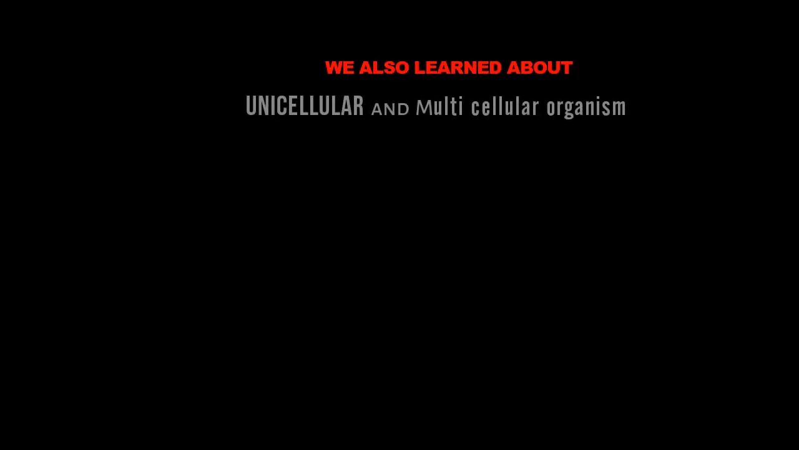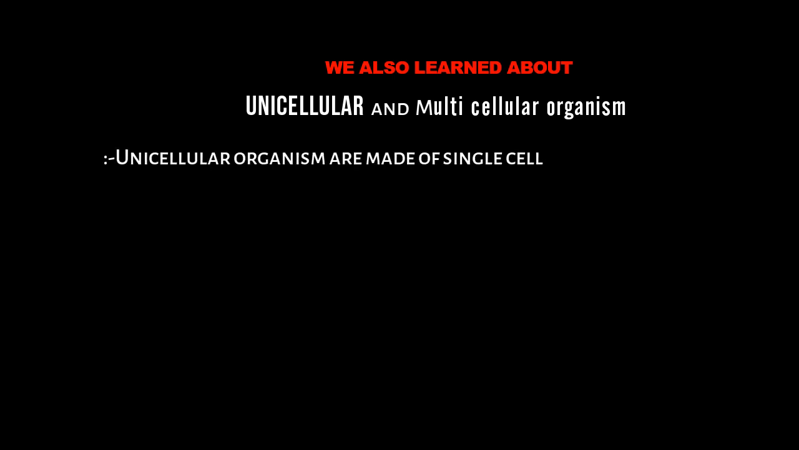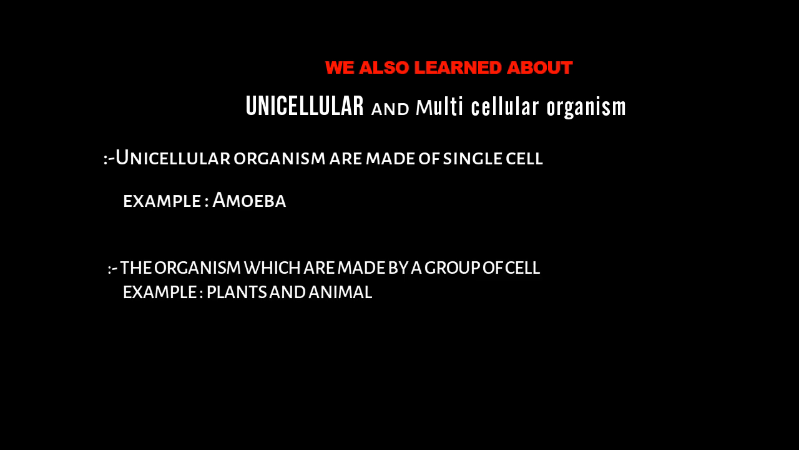And we also learned about unicellular organisms and multicellular organisms. We know that unicellular organisms are made of a single cell. Means the organism which is made of a single cell is a unicellular organism, for example, amoeba. And a multicellular organism is an organism which is made of a group of cells, for example, plants and animals. They are made of a group of cells.